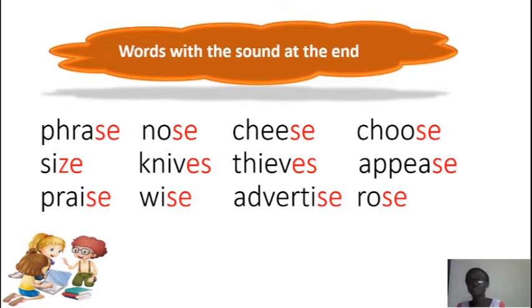So we've come to understand that we can find Z at the beginning of words, we can find Z in the medial position, and we can also find Z at the end of words. And then we have different symbols giving us this Z sound. In some cases we see Z, we saw X giving us the same sound, and we saw letter S giving us the same Z sound.